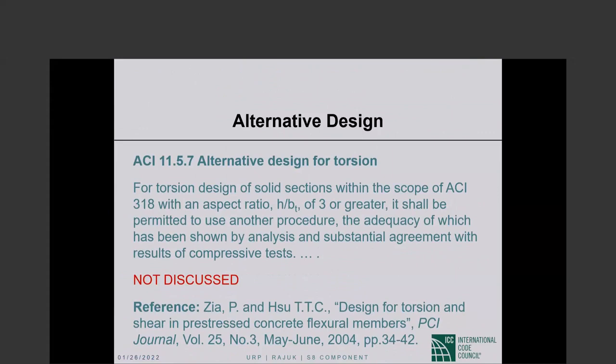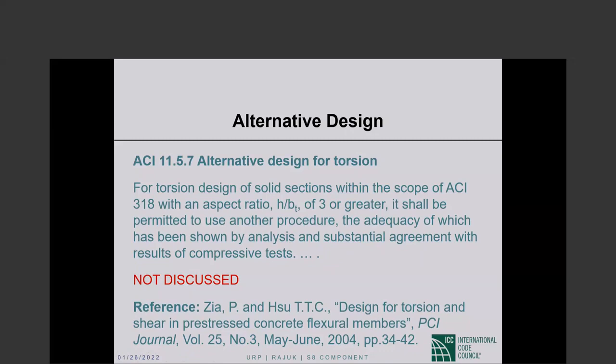Then in ACI 318, there is an alternative design procedure, basically for precast spandrels that have aspect ratio height over thickness. So these are tall, thin spandrel beams for which we do not have to use the thin-walled tube analogy. We can use any design procedure, the adequacy of which has been shown by analysis and substantial agreement with results of comprehensive tests.